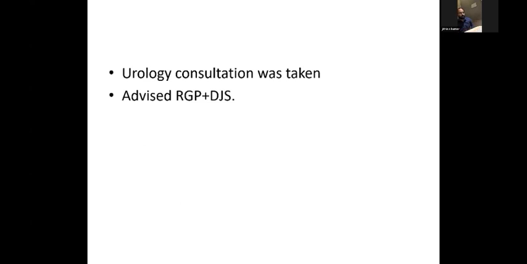So this patient had already received a beta-lactam inhibitor from outside. So we had switched him over to meropenem when he came here. And subsequently a urology consultation was also taken in view of the obstructive findings shown on the CT. So they, as usual, came and advised an immediate retrograde pyelogram with DJ stenting. So the next question was whether to go ahead with the intervention or not.